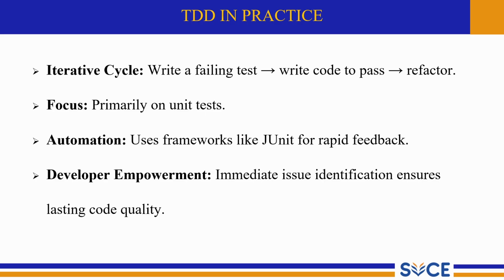And next one is automation, which uses frameworks like JUnit for rapid feedback. Test-driven development makes use of automation tools like JUnit for Java, NUnit for .NET, or PyTest for Python to automatically run tests. Automated testing gives developers quick feedback and helps catch issues as soon as they occur. Last one is developer empowerment.